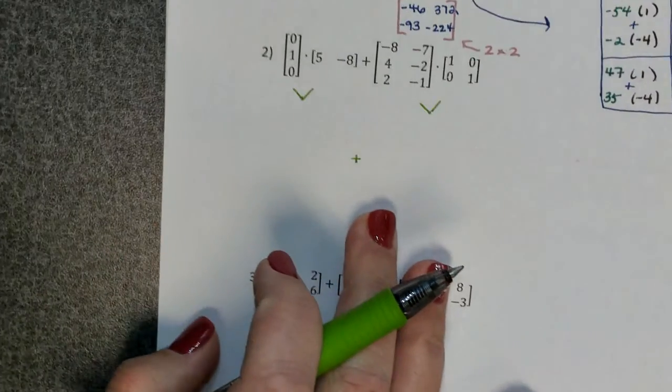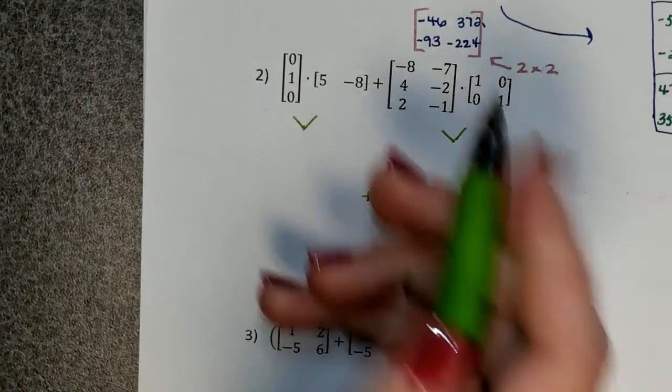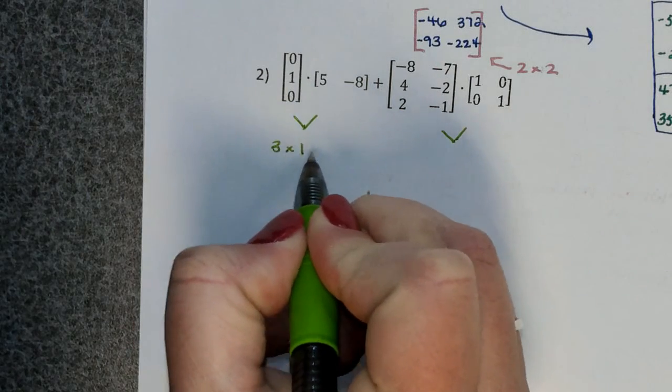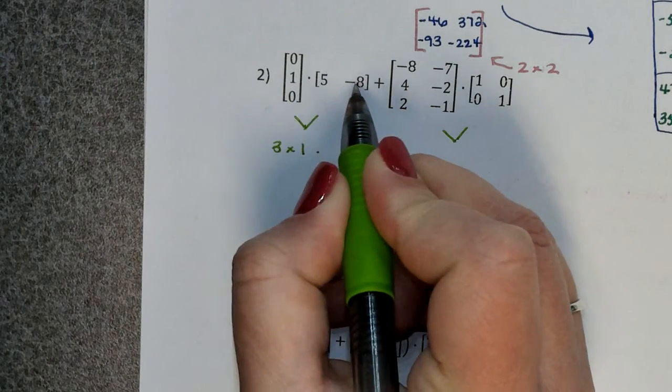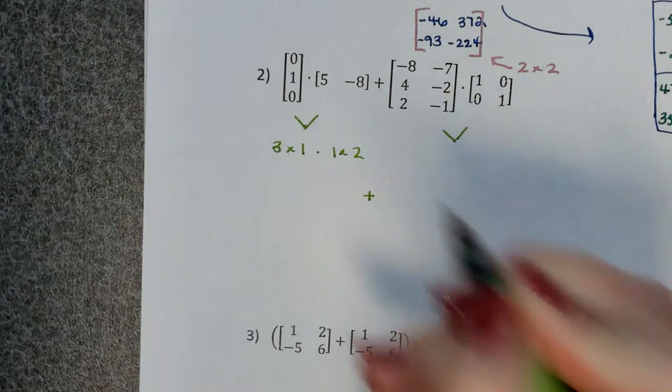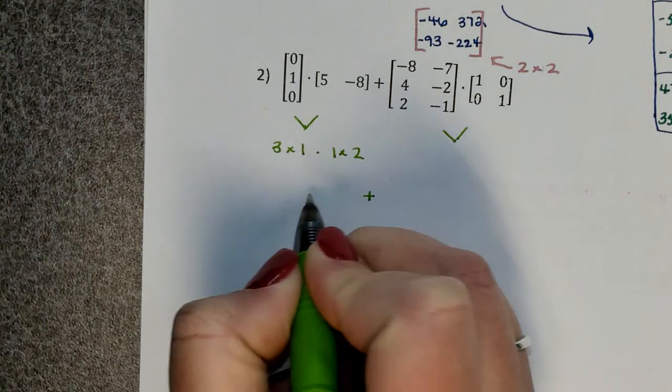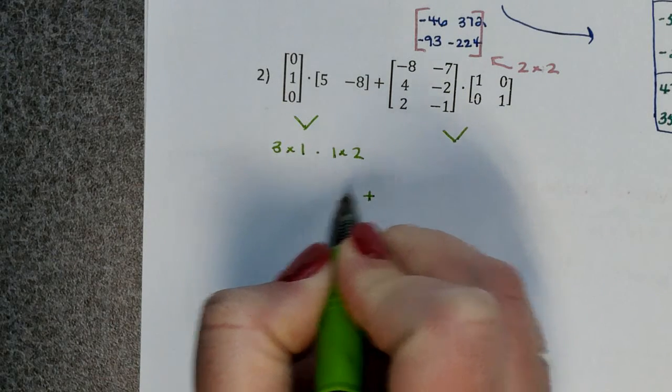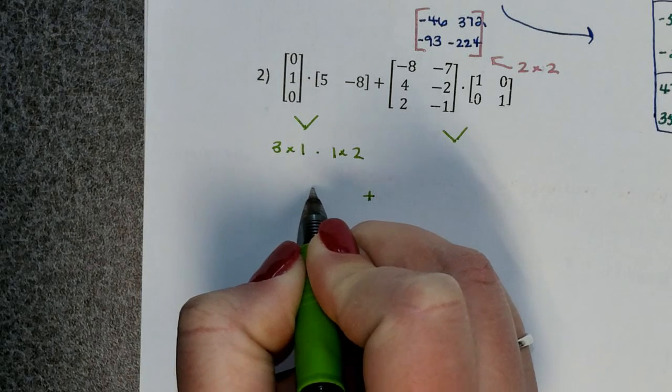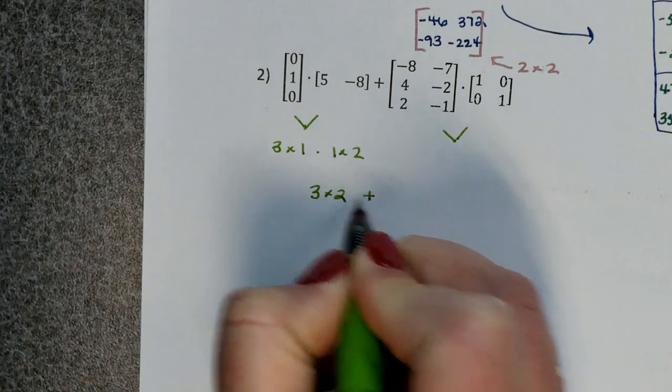What are the dimensions of that very first matrix? 3 by 1. Times, what are the dimensions here? 1 by 2. Can we multiply them? Okay, what is our answer going to end up as? A 3 by 2. So we're going to have a 3 by 2 plus.